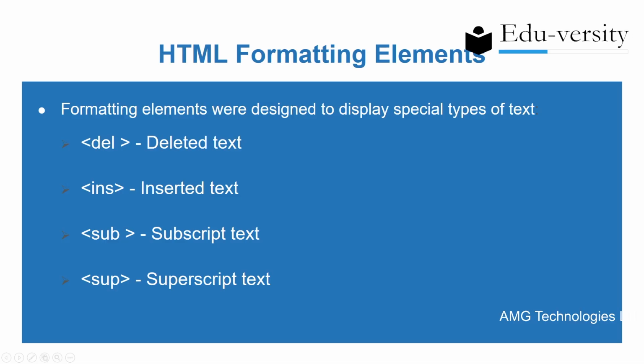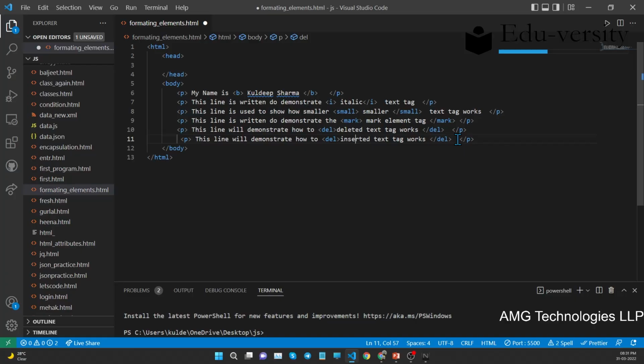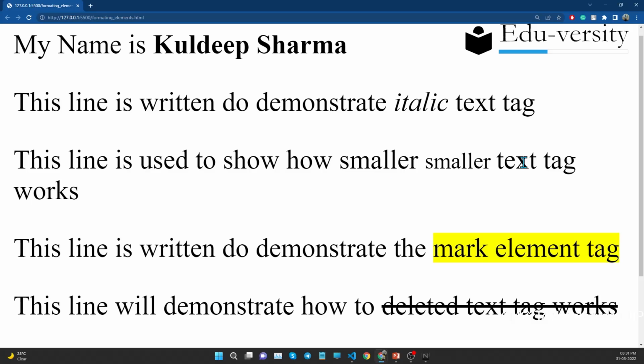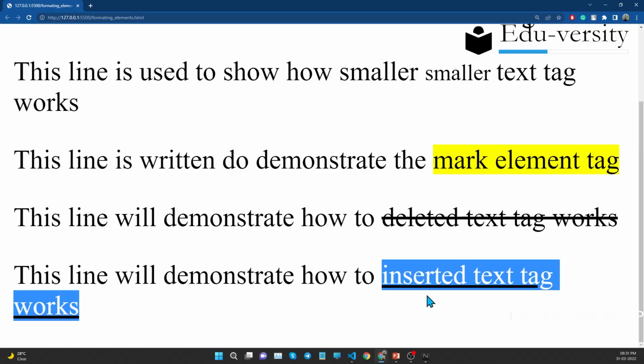So next we have the inserted text. The HTML inserted element defines a text that has been inserted into a document. So the browser will usually underline the text. In the deleted text, the browser will usually strike a line through the deleted element, but in the inserted text, usually the browser will underline the inserted text. So let me show you how. Now let's change the tag, which is INS. INS stands for insert. Let's save this and let's see the output. So this is how an inserted tag looks.